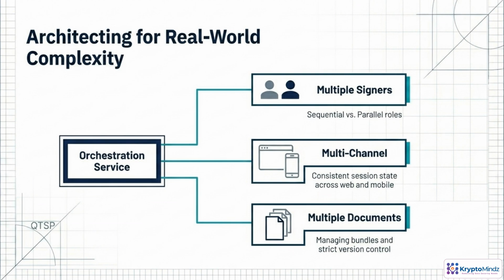In real banking flows, orchestration acts as the conductor. It decides who signs first, who can sign in parallel, and which role each signer plays, while the QTSP issues separate certificates per person. The same orchestration thread follows customers across channels, keeping state consistent even when authentication methods differ. It also treats documents as controlled bundles, enforcing version integrity so any post-signature change triggers a new, fully traceable signing event.